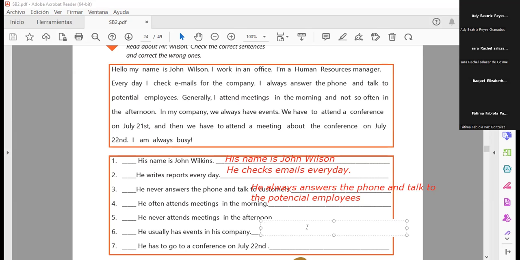He never attends meetings in the afternoon. And here it says in the morning and not so often in the afternoon. Like he seldom attends meetings in the afternoon. But here it says never attends. Is never the same as not often? What do you say? Number five? It's false, because not so often is like rarely, right? He rarely attends meetings in the afternoon.